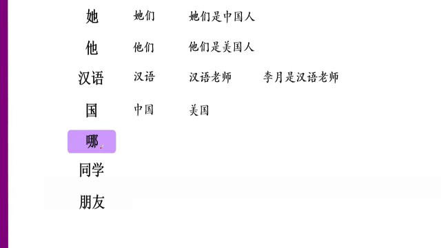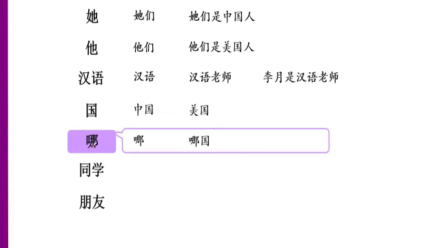So how to read this word? It means which. Yes, how to read? 哪, which. Okay. 哪国, which country? 你是哪国人? Which country are you from? 人, people. Okay, yes, go on.